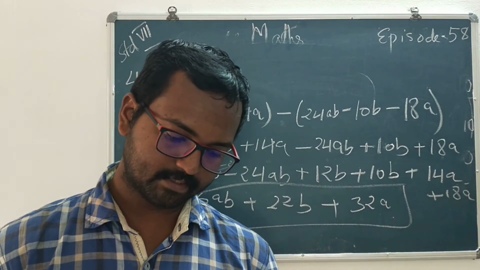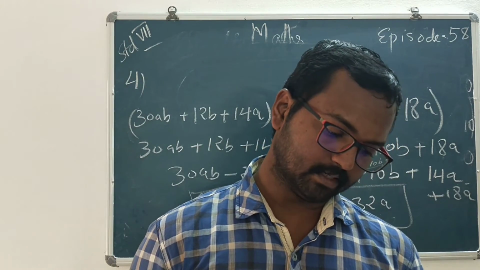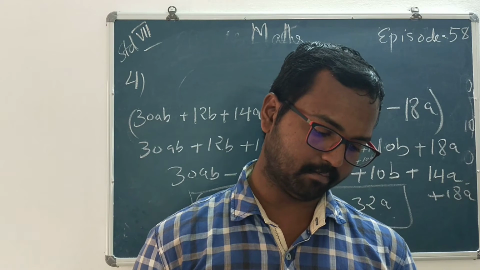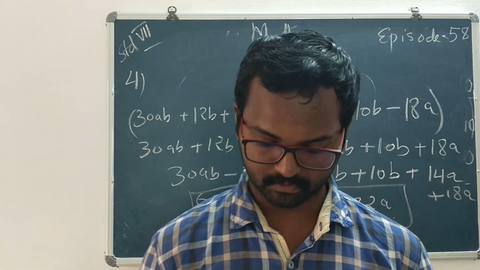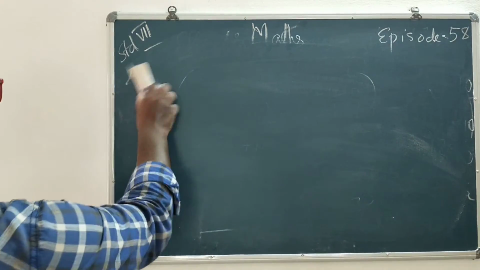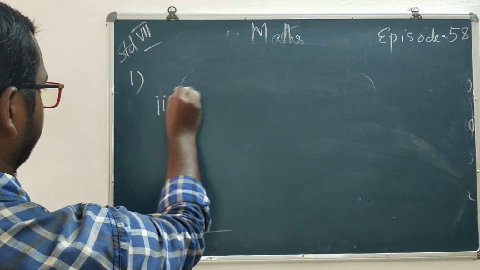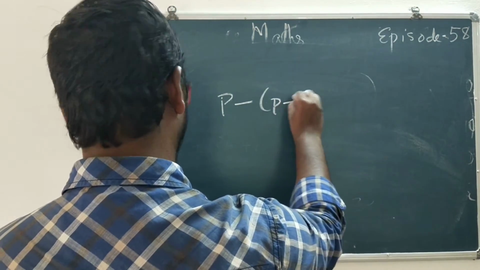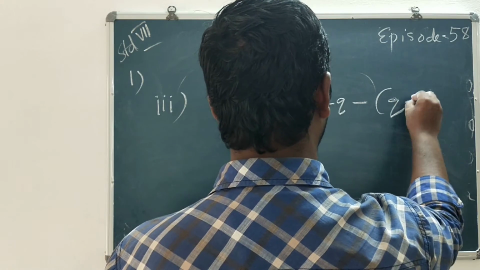Okay, now let us look at exercise 12.2. First, simplify by combining like terms. So in this we are going to do question number 3. Question number 3 says P minus Q minus Q minus P.